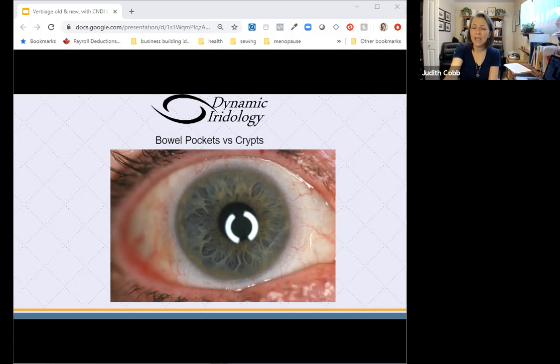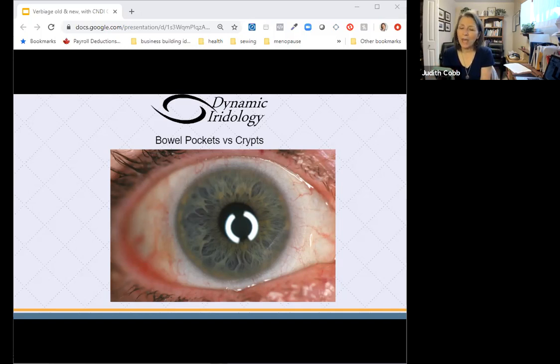Starting at the pupil again and moving outwards, not going out very far, just inside that ring that encircles the pupil entirely. Do you see there are some very small diamond and teardrop shaped shapes that are very black, dark gray or black? Those used to be called bowel pockets. We now call them crypts.